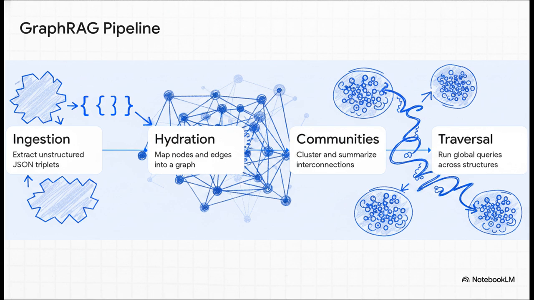First, a local model extracts relationships from raw text as JSON triplets, basically simple subject-verb-object connections. Then it hydrates a graph database, mapping out all the nodes and edges. Next, it uses Leiden clustering to group hidden neighborhoods of interconnected ideas into communities, and it summarizes them. Finally, you deploy a traversal agent to run global queries across all those structural paths.